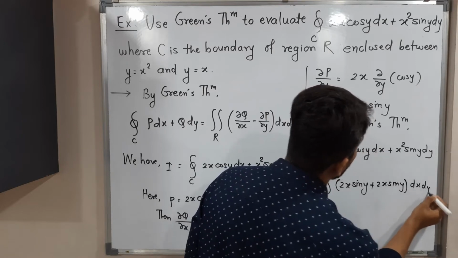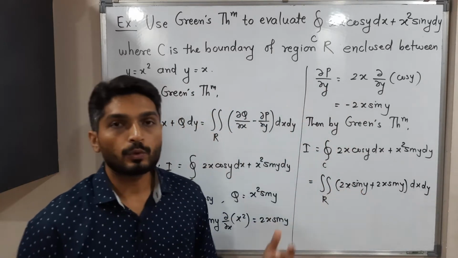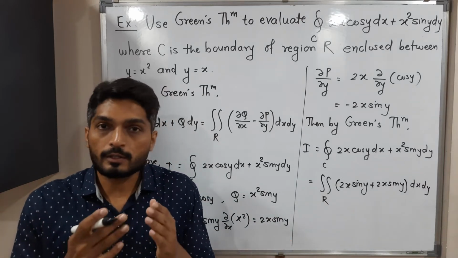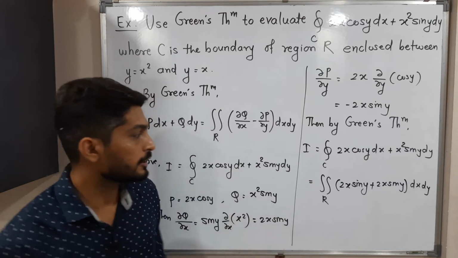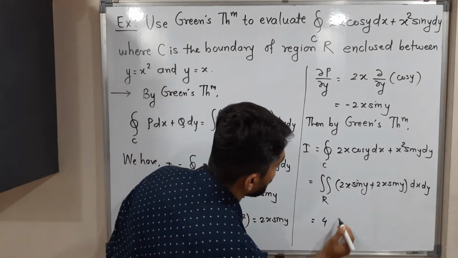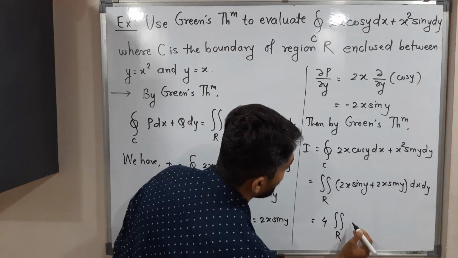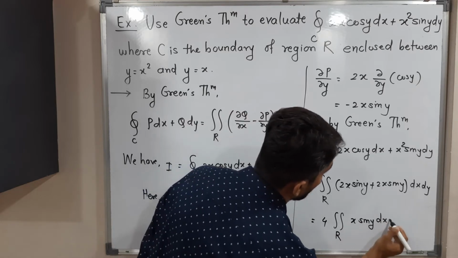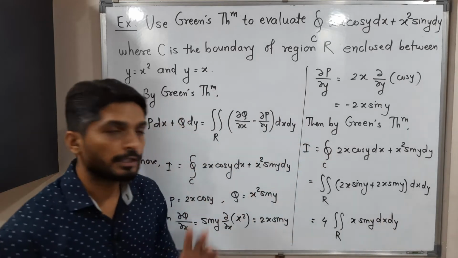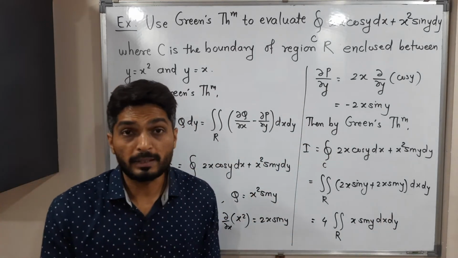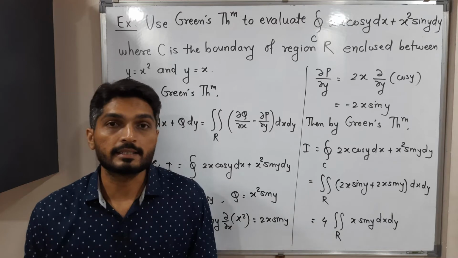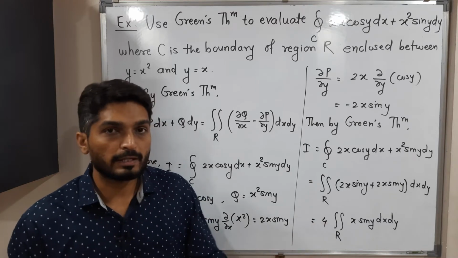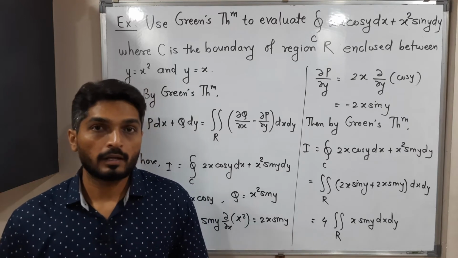Fortunately we have got both terms the same. If you add them, you will have 4x sine y. The 4 is a constant, so you can take it outside the double integration. So this is equal to 4 double integration over R of x sine y dx dy. We have to solve this double integration and find its value. But we don't have limits. So first of all, we have to find the limits of that double integration, and by solving we will have the answer.